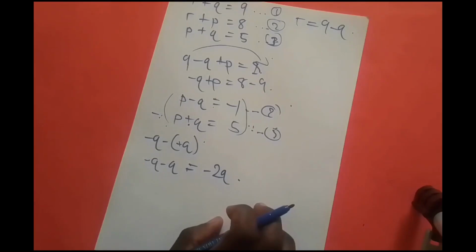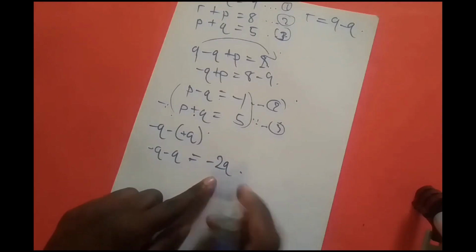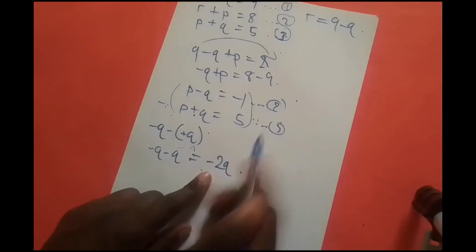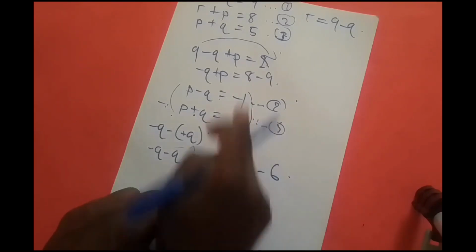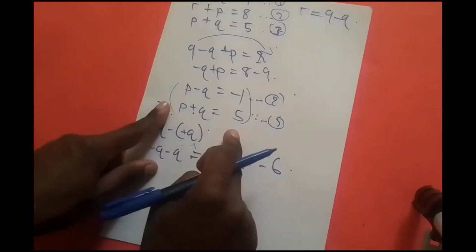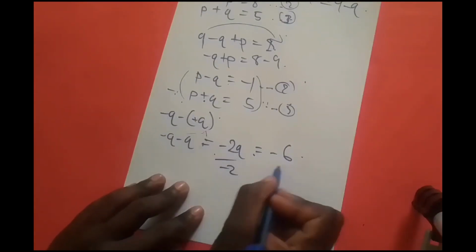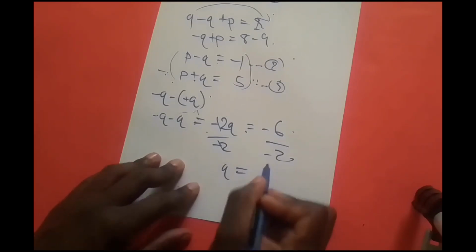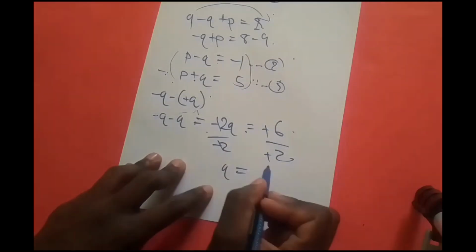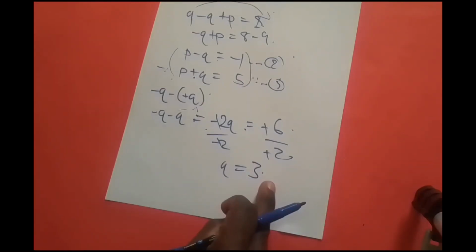If you're not familiar with negative numbers and negative algebra, I have a video on that in the description. So negative 2q is equal to negative 1 minus 5, which is negative 6. Dividing by negative 2 on both sides, a negative cancels a negative, and 6 divided by 2 is 3. So q is equal to 3 centimeters.